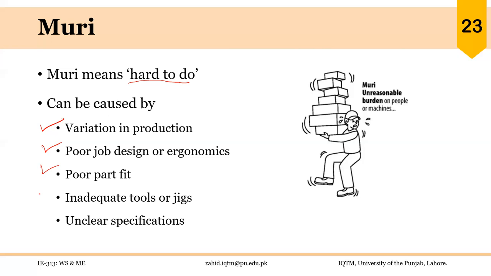Inadequate tools are there. For example, you need a certain tool, you need jigs to perform the job or drilling operation, but that is being done manually. You need fixtures, you need certain gauging, but these are not provided and the job is being done manually, so that will be hard to do. Specifications are unclear. The worker is not sure what he or she has to do, so there is mental stress or unnecessary effort in order to make sure that the thing being made is according to the requirements, to be on the safe end because of unclear specification. So that is also an example of muri.